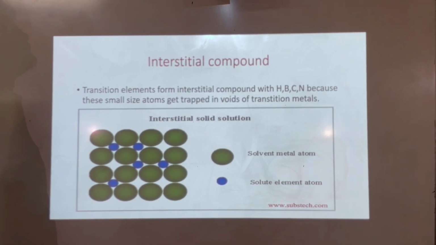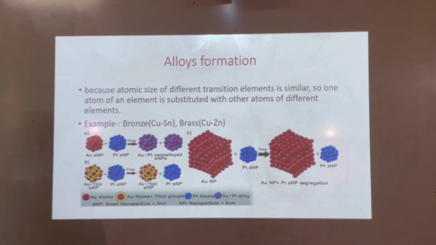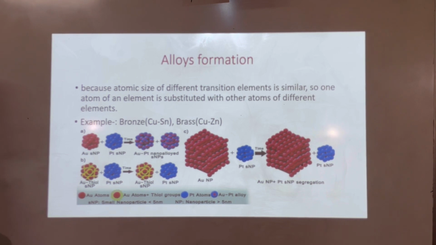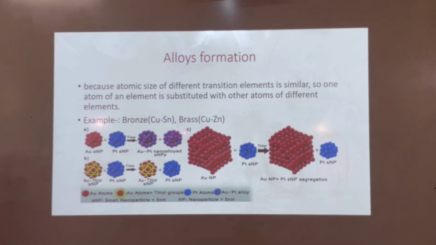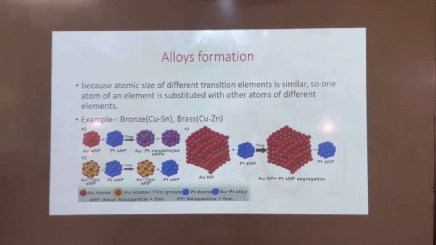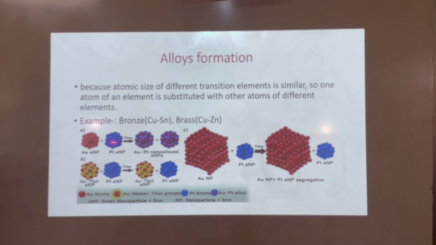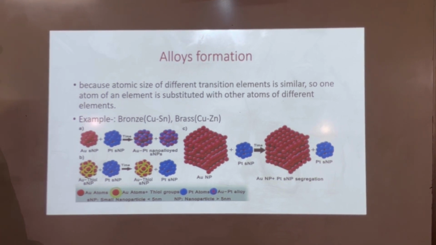Next property, alloy formation. Atoms of different transition elements have the same size and they get intermixed with each other and form alloys. Like bronze, it is a copper and tin alloy. Brass is a copper and zinc alloy. Here we see gold and platinum have different colors to indicate different elements. What you noticed here is they have the same size of atoms and they form alloys.